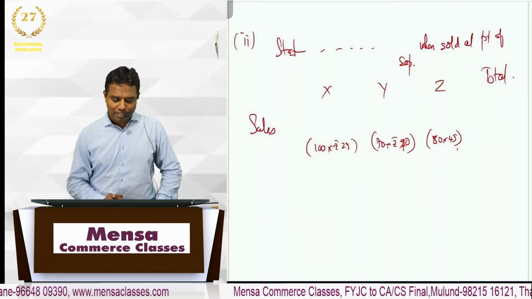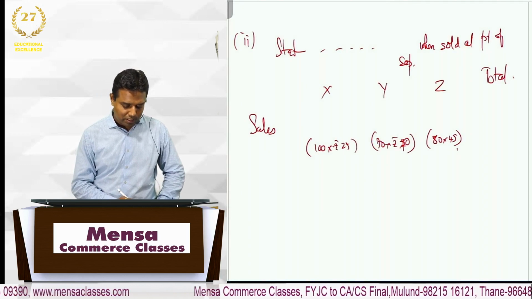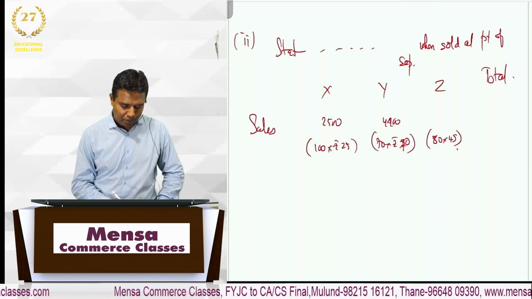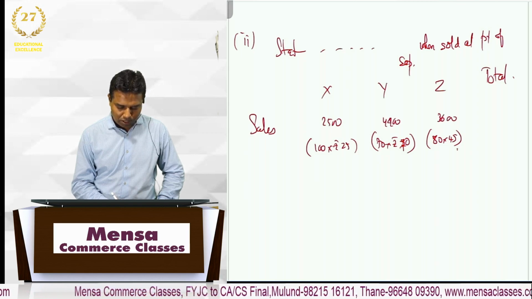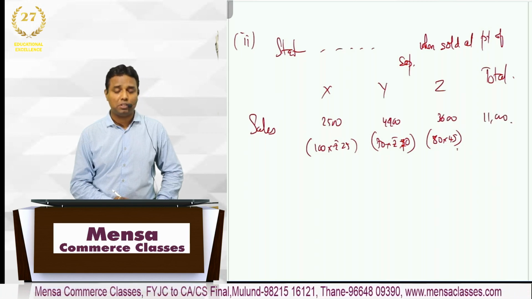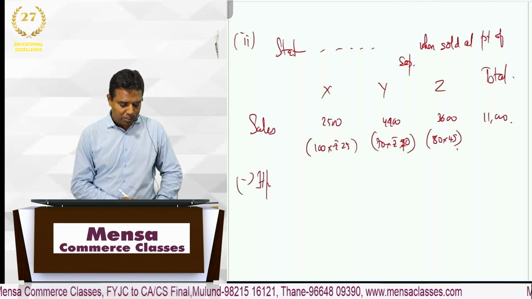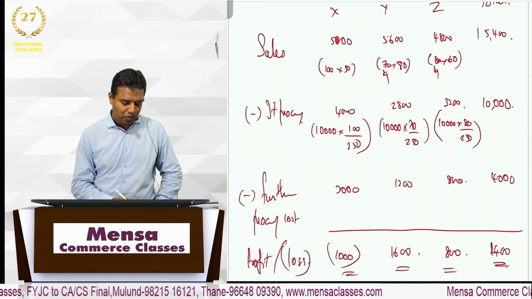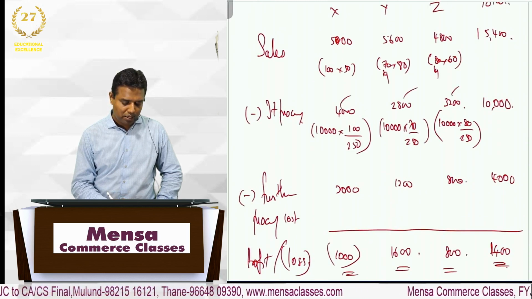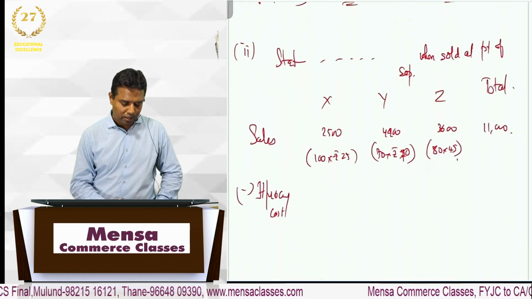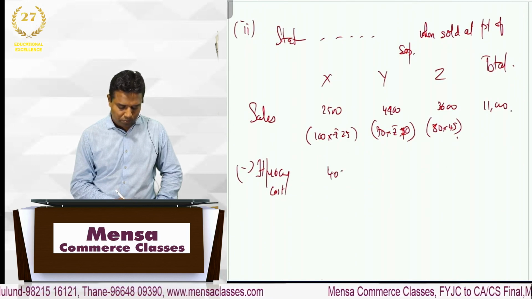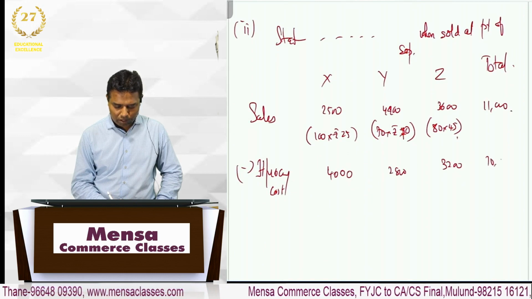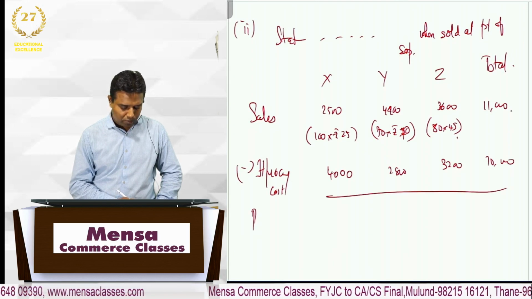Yeah, so let's come back to that. So how much does it come to? This will come to 2500, 4900, and this will come to 3600. Total comes to 11,000 less the joint processing cost. This we already got, we pick it from here directly. 4,000, 2,800, 3,200, and 10,000 total. So we'll find out the profit or loss.